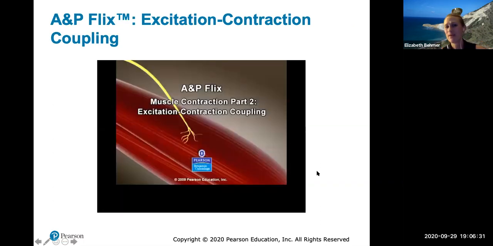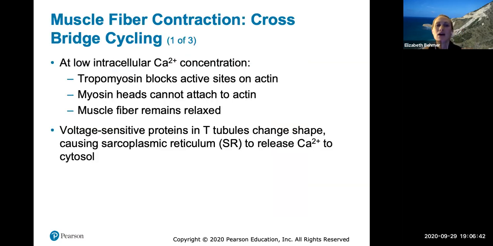This is another great animation of excitation contraction coupling. Again, when I put this PowerPoint on Canvas, you'll just have to download the PowerPoint in order to watch those animations. All right, questions so far?